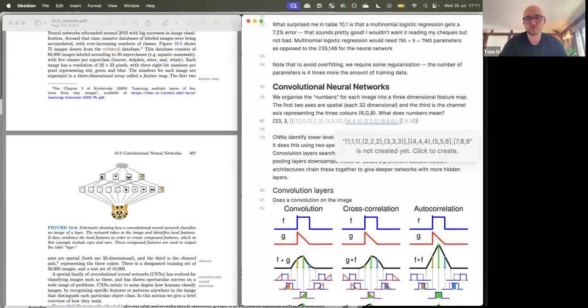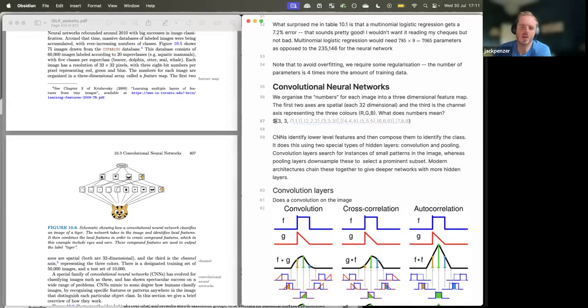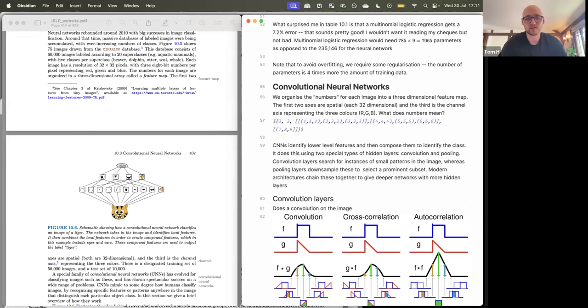Etc., etc. Sorry, that should be 3. Oh, sorry, yeah. So if you've got 3 by 3, you should have 9 sets of RGB values, you mean? Yes. Yeah. So that's how the image would be encoded.